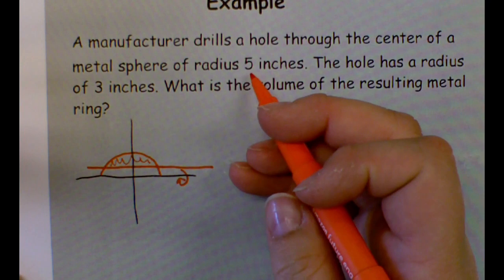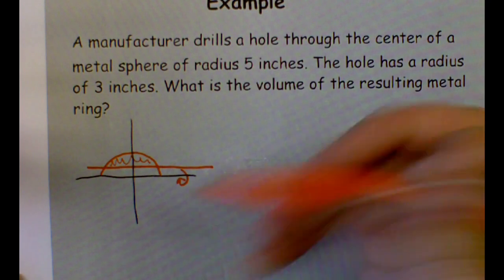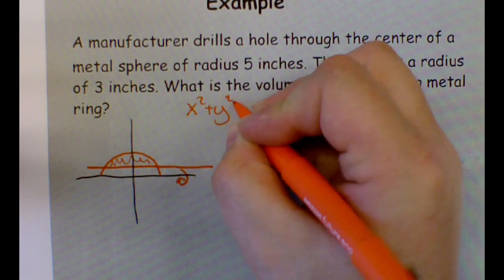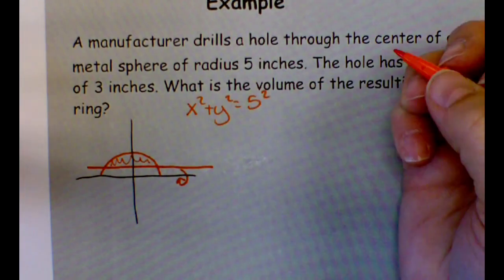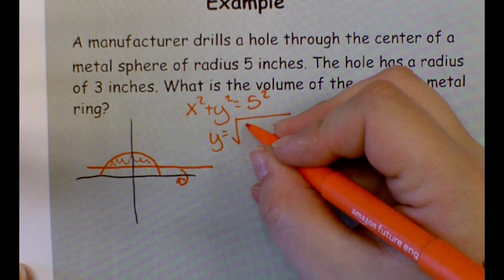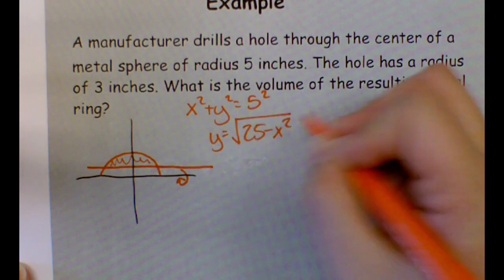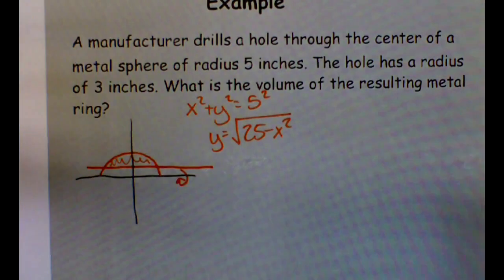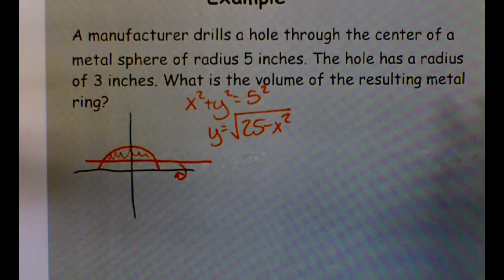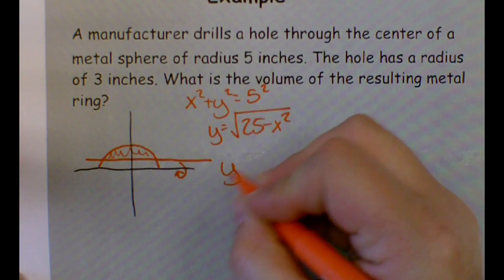Well, the radius is 5, centered at 0, 0. X squared plus y squared equals 5 squared. So y equals the square root of 25 minus x squared. That would be the semicircle. This slice that I'm making has a radius of 3, so that's just y equals 3.